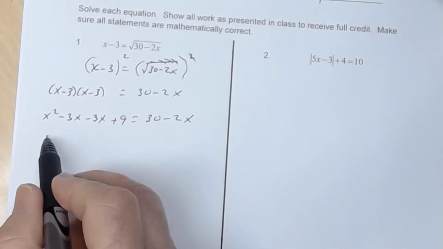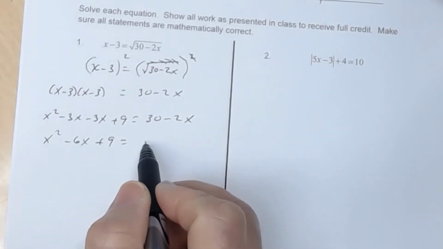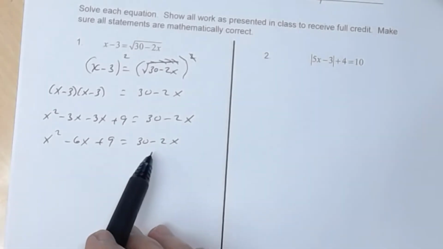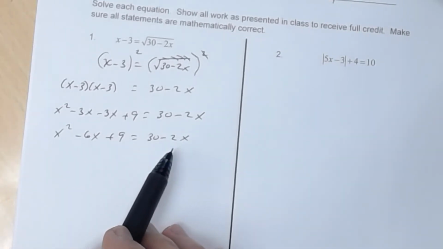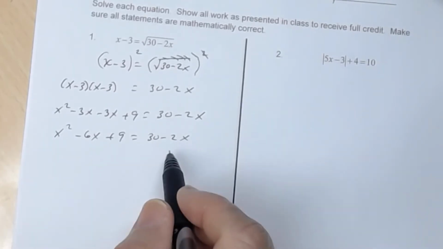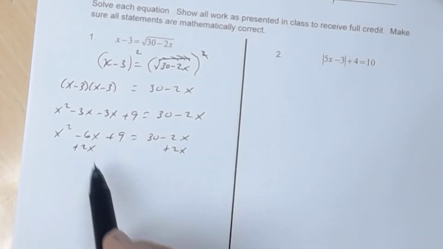All right, so combining like terms, I get x squared. A negative 3x and a negative 3x is negative 6x plus 9 equal, and on this side there's nothing I can combine, so that's 30 minus 2x. All right, and when solving a radical equation, you want to bring all the terms to one side. So I'm going to go ahead and add 2x to both sides. What I do to one side, I do to the other.